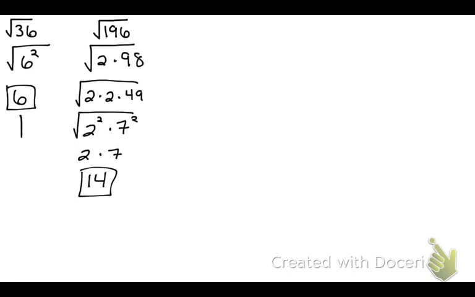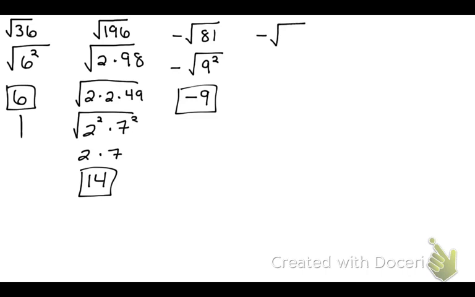Another problem would be something like, what is the negative square root of 81? Well, since I know that 81 is 9 squared, that must mean the negative square root of 81 must be negative 9. And finally, let's consider the negative square root of 289.